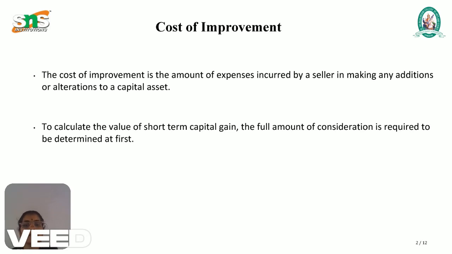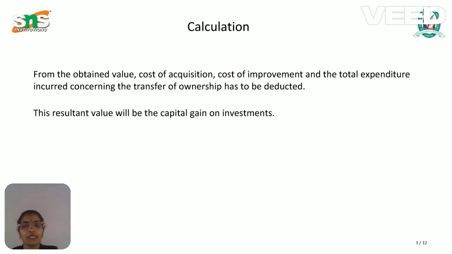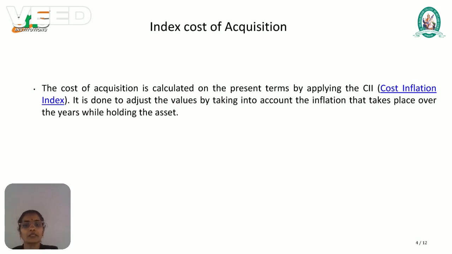To calculate the value of short term capital gain, first the full amount of consideration is determined. Next, from the obtained value, the cost of acquisition, the cost of improvement, and the total expenditure incurred on the transfer of ownership have to be deducted. The resultant value will be the capital gain on the investment in the asset. For the long term capital gain, we consider the indexed cost for both cost of acquisition and cost of improvement.